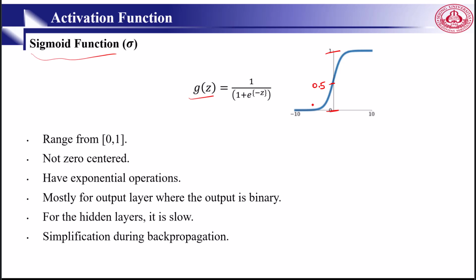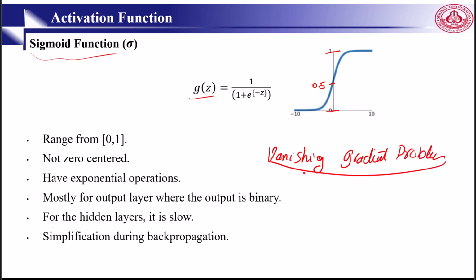The problem is vanishing gradient. Its derivative is very small for large positive or large negative input values. When the gradient is near 0, the weights stop updating effectively, and this problem we call the vanishing gradient problem. That's why sigmoid is rarely used in hidden layers for deep networks.